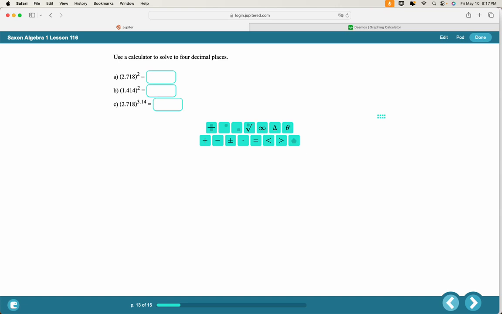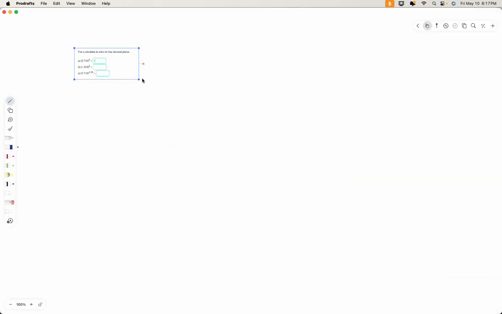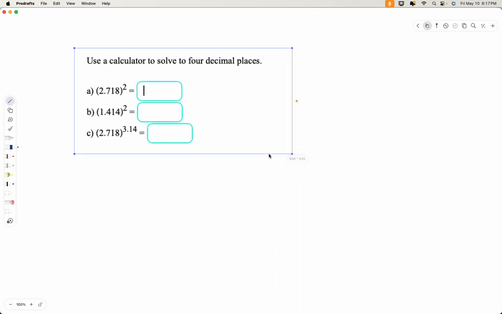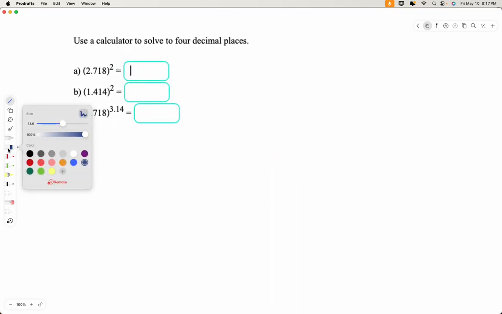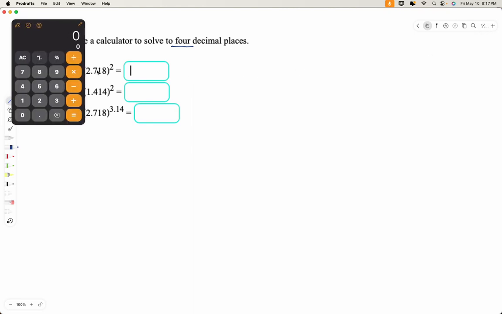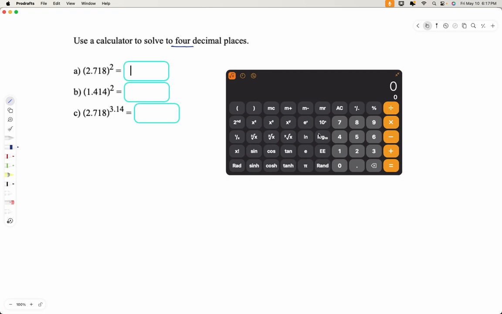it was the last 3 problems. So this is one that you had a problem with. So let's just copy these over. Okay. All right, we're going to use the calculator to solve to 4 decimal places. Solve to 4, F-O-U-R, decimal places. So let me pull up my calculator. All right, and I'm going to bring up my scientific calculator.